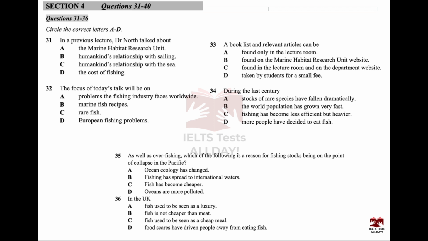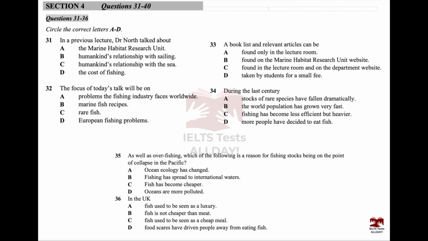Good morning again, ladies and gentlemen, and in case you've forgotten, my name is Dr. North from the Marine Habitat Research Unit at the University, and I'm going to continue from the lecture that I gave a fortnight ago on humankind's relationship with the sea from a historical point of view, and also on attitudes to different types of fishing. In today's talk, I would like to focus on the current problems in the fishing industry in Europe, and in particular, the present scarcity of marine fish.